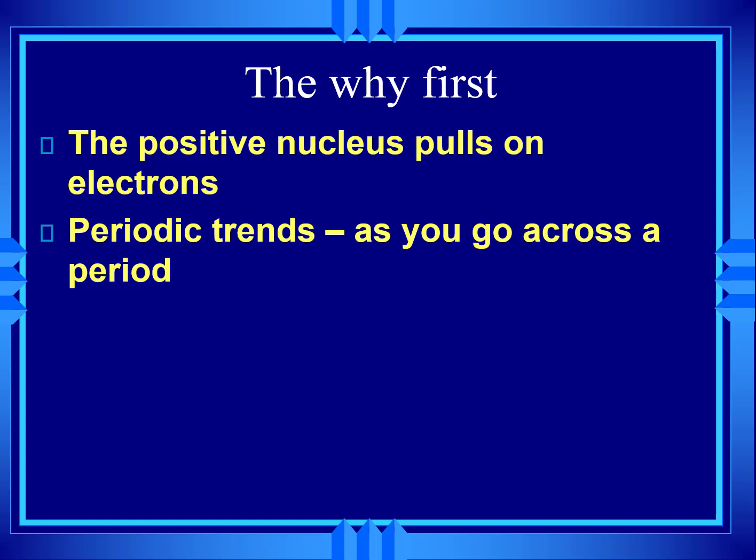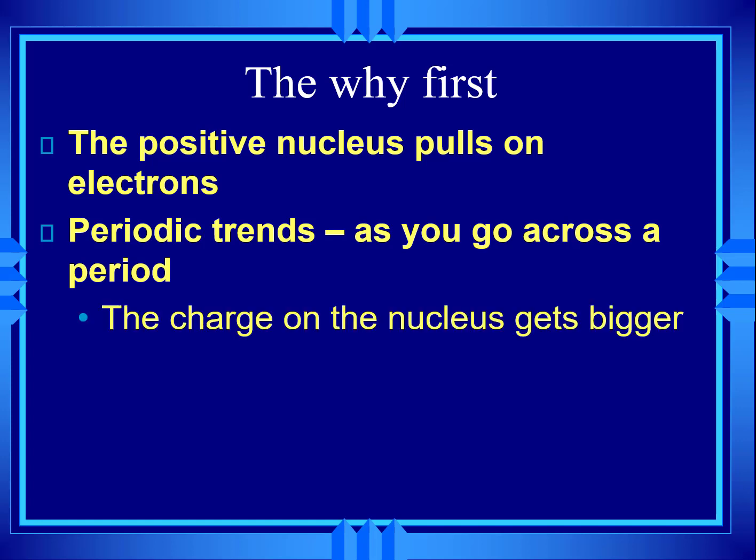Let's just look at period number 2. What changes as I go across the period? Well, lithium has 3 protons and 3 electrons. Neon has 10 protons and 10 electrons. So lithium's being pulled with 3 protons, neon's being pulled with 10 protons. As you go across the row, the charge on the nucleus gets bigger, because you add 1 more proton every time. So you get more and more positive as you go across the row.